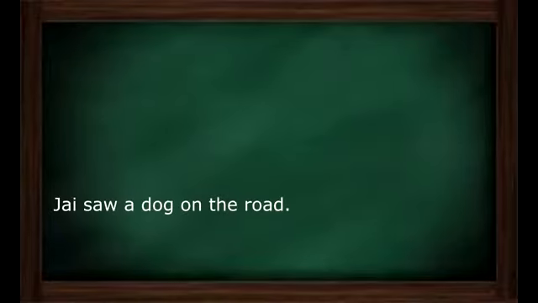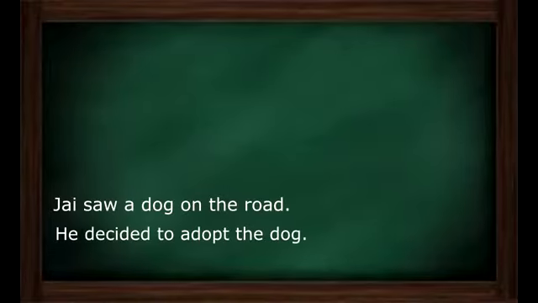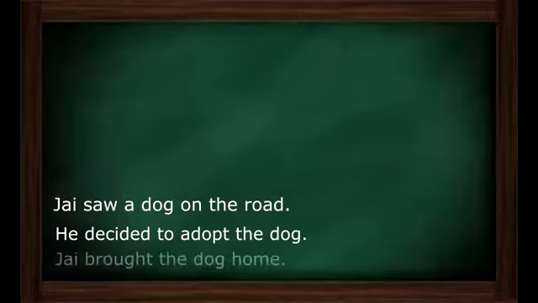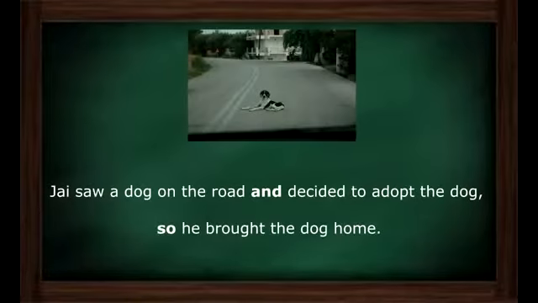Example: Jai saw a dog on the road. He decided to adopt the dog. Jai brought the dog home. Jai saw a dog on the road and decided to adopt the dog. So he brought the dog home. Here, "and" and "so" are conjunctions, which are used to join the sentences and show the relation between them.